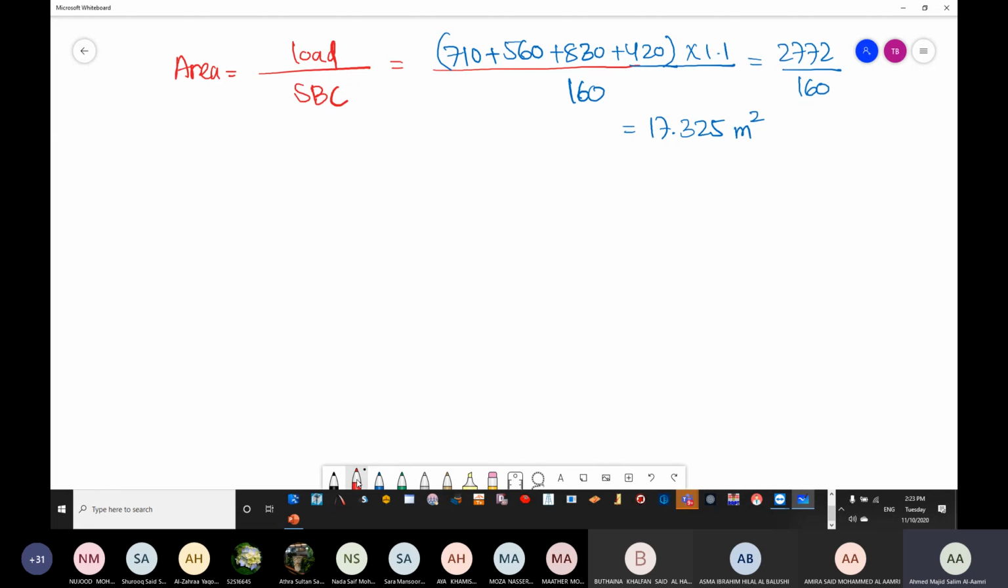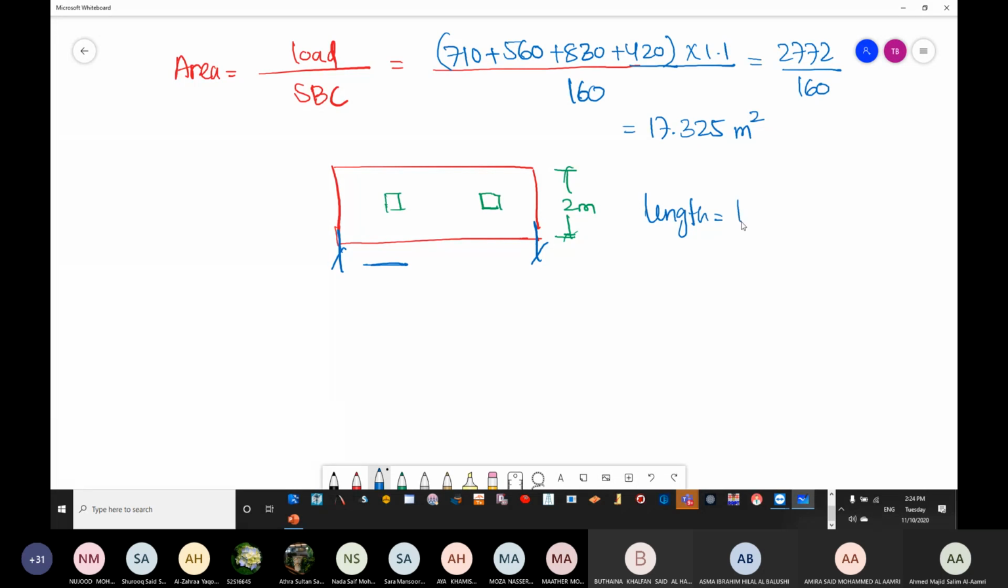Now, once again, there is a restriction. If I go and see, this is my foundation. There is column number one, there is column number two, and the width has been given as 2 meter. That is the maximum width we can use. So it means that our length is going to be 17.325 divided by two. This is going to give you 8.6625. So let us say this is 8.7 meter. Always keep your dimensions in terms of 0.1 meter. In the site, it's hard to make 8.6625. So 8.7 meter into 2 meter.